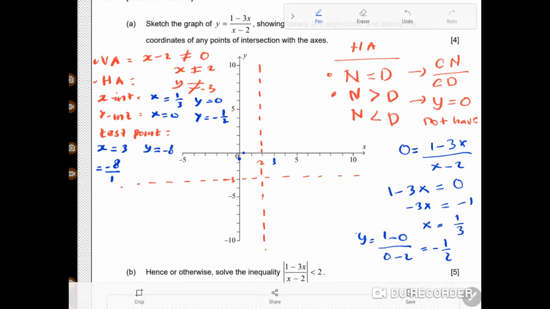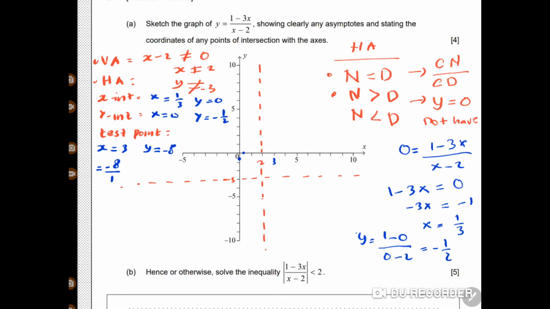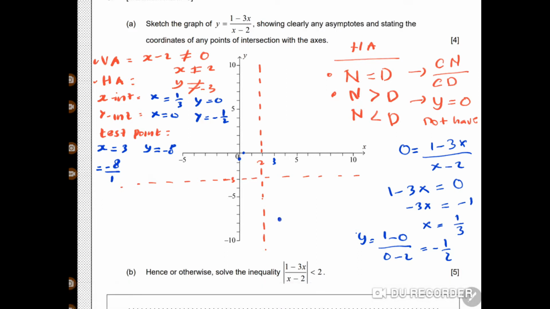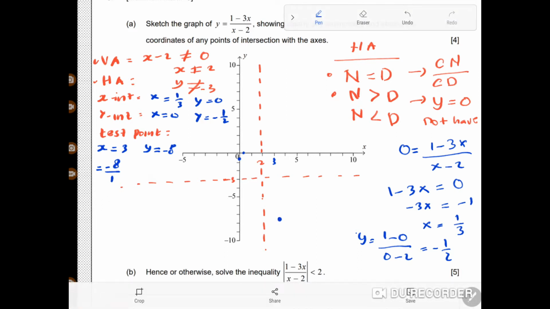For the test point, we have 3 and negative 8, so counting down it is negative 6, 7, 8, and we have the point here. And then the next is we take at least 2 points to draw, and then we look at how the graph looks like.